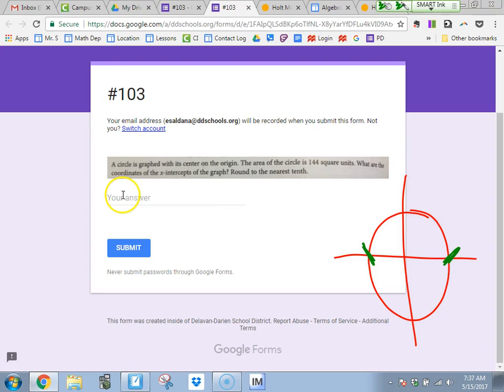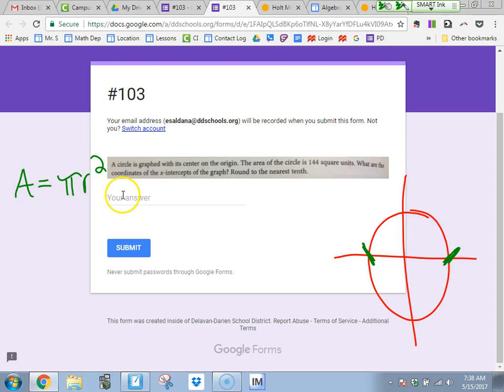We're given the area. What's helpful to know about this problem is what the area of a circle is. Does anybody remember the formula for the area of a circle? Pi times radius squared. Yeah, pi times radius squared. Yes. Pi times r squared. That's the area of a circle.